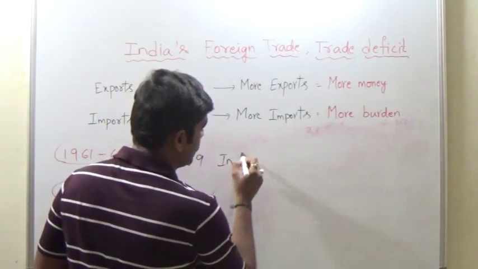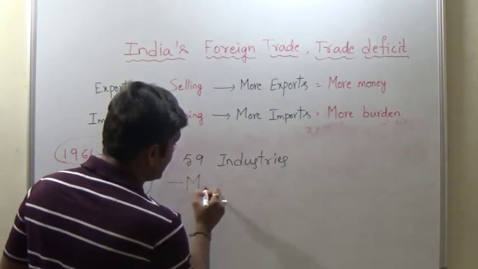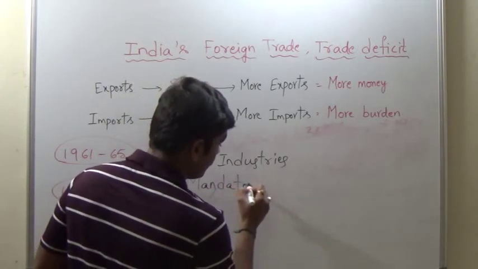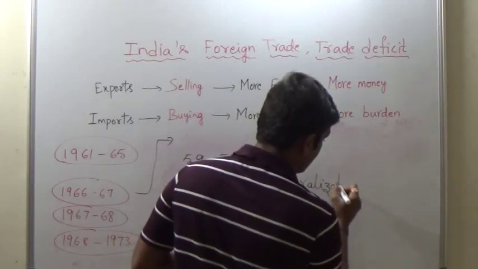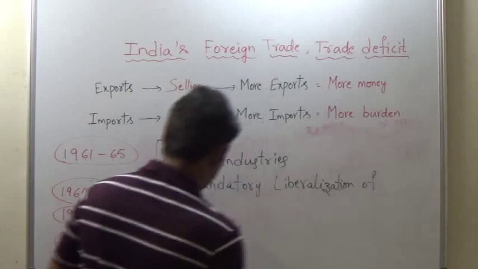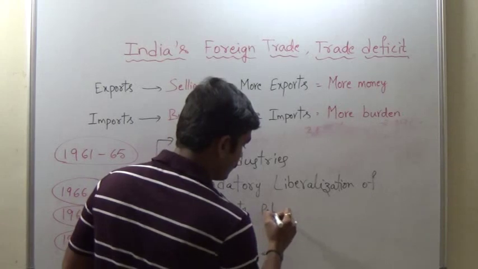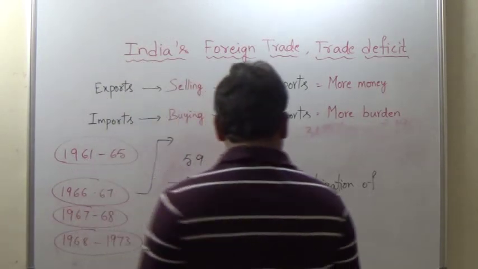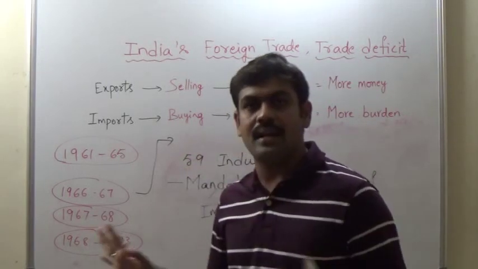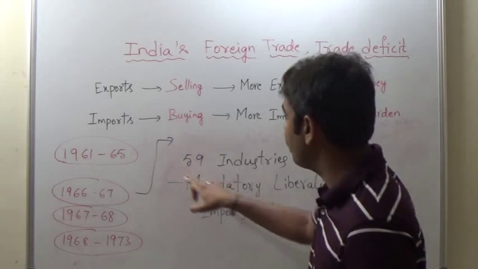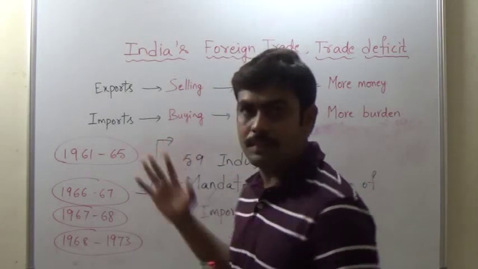59 industries were announced a mandatory liberalization of imports policy. This mandatory liberalization of imports policy had made liberalization of imports compulsory under any circumstances for these particular 59 industries, that is to again streamline the production of the country after the war period.